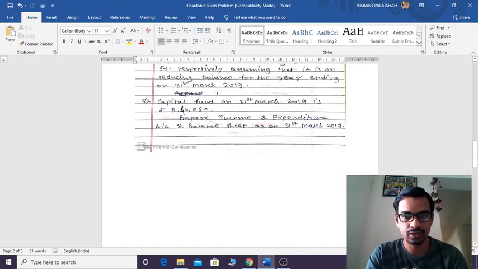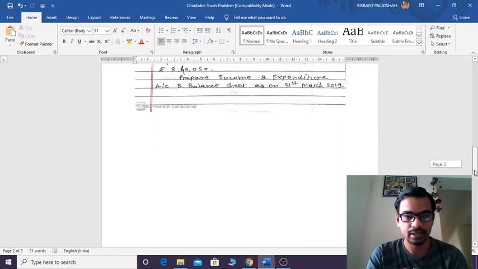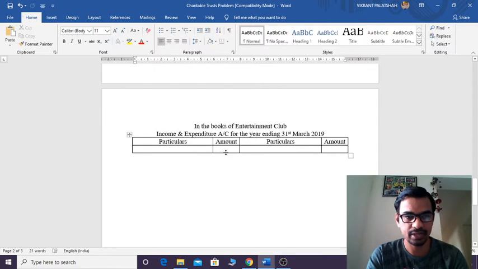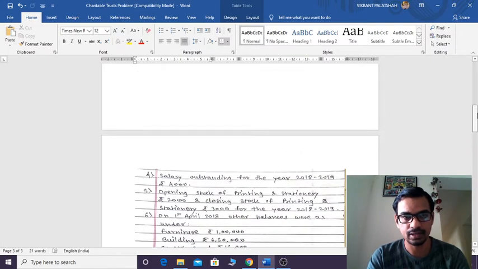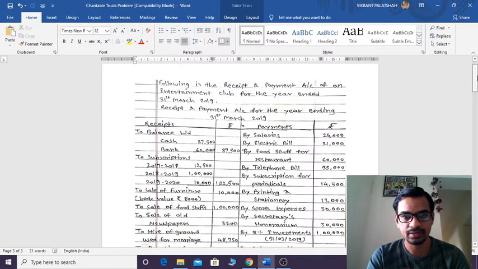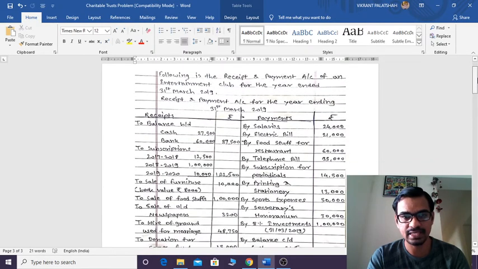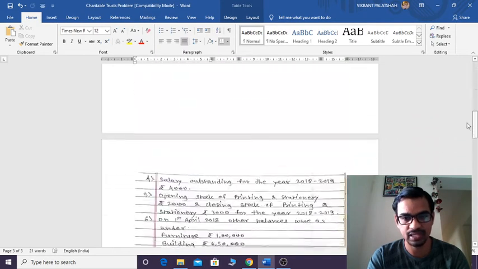First of all, we are going to prepare the income and expenditure account in the books of the entertainment club. We have to begin from the expenditure side, that is the debit side, and later on the credit side, that is the income side. So let's begin with the expenditure side. For the expenditure side, first of all, we have to refer to the payment side of the receipt and payment account as well as the adjustments given. So first of all, there is what?